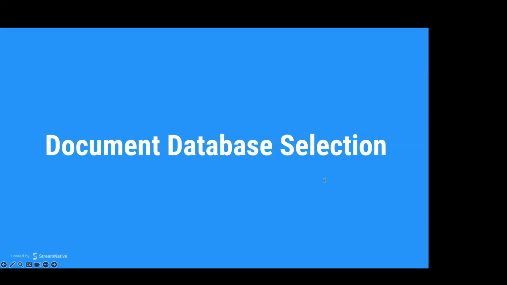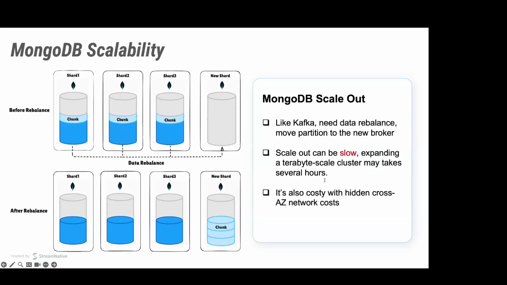Okay, let's move to the OLTP database. I will use a document database as an example. So Mongo is the most popular database for documents. But similar to Kafka, MongoDB is also a shared-nothing architecture. Scaling MongoDB, for example, adding a shard, still needs to move your data. It may still take hours for a large data set. Besides, the config server and Mongo's routers also add complexity.